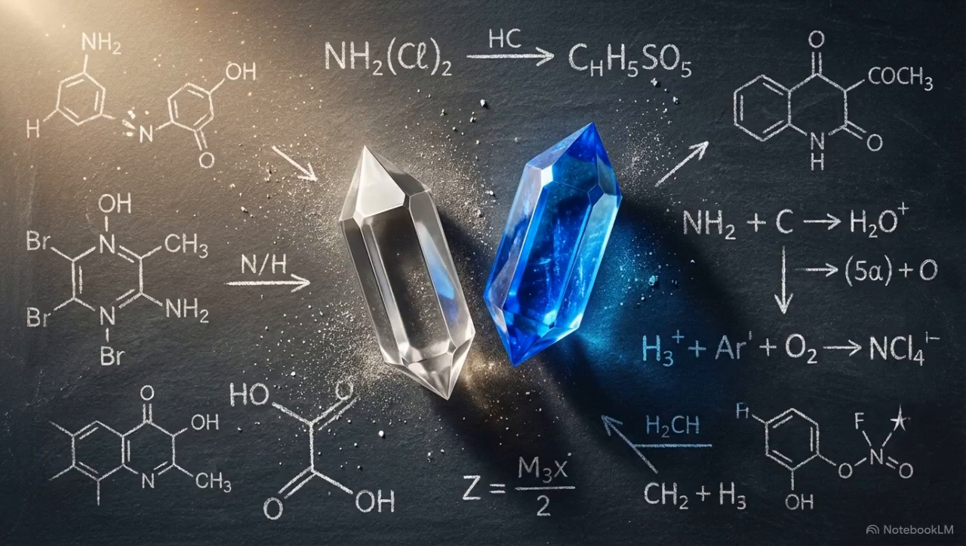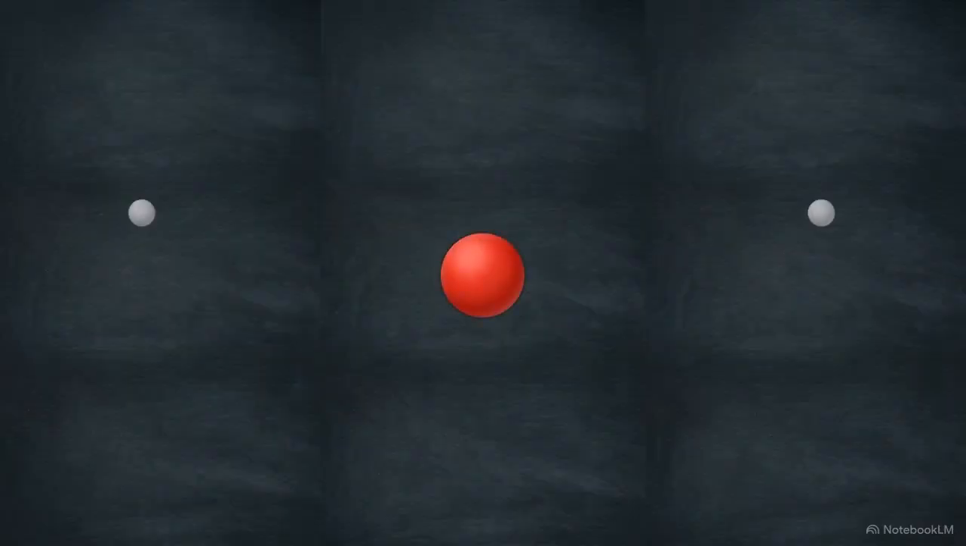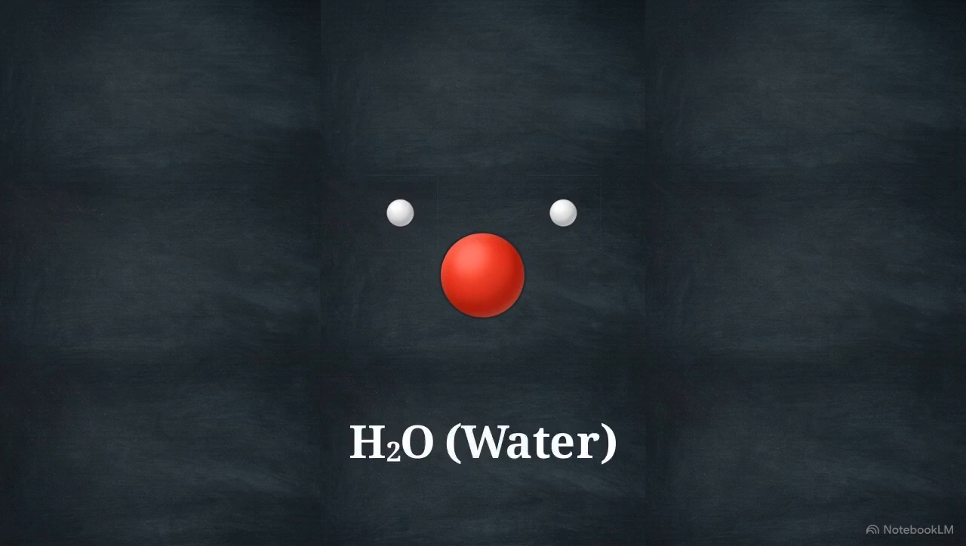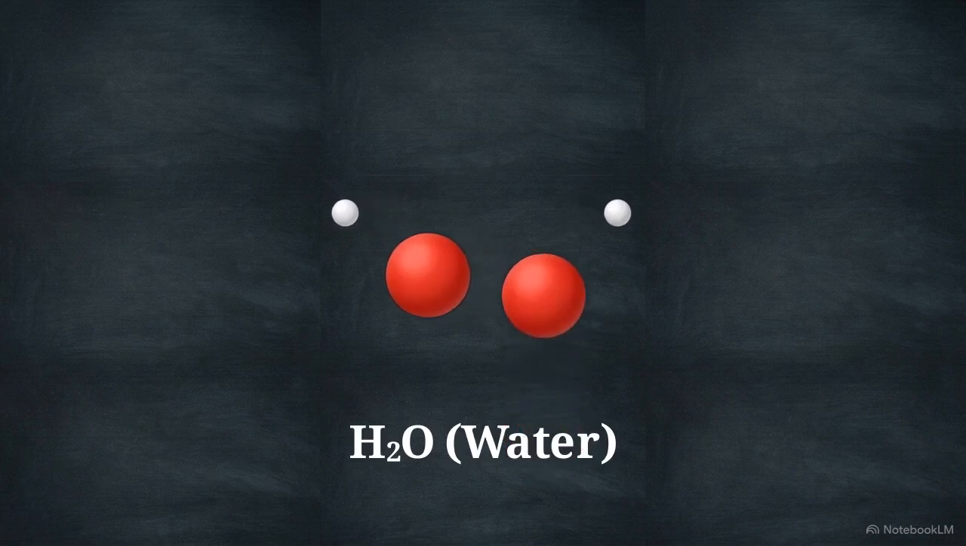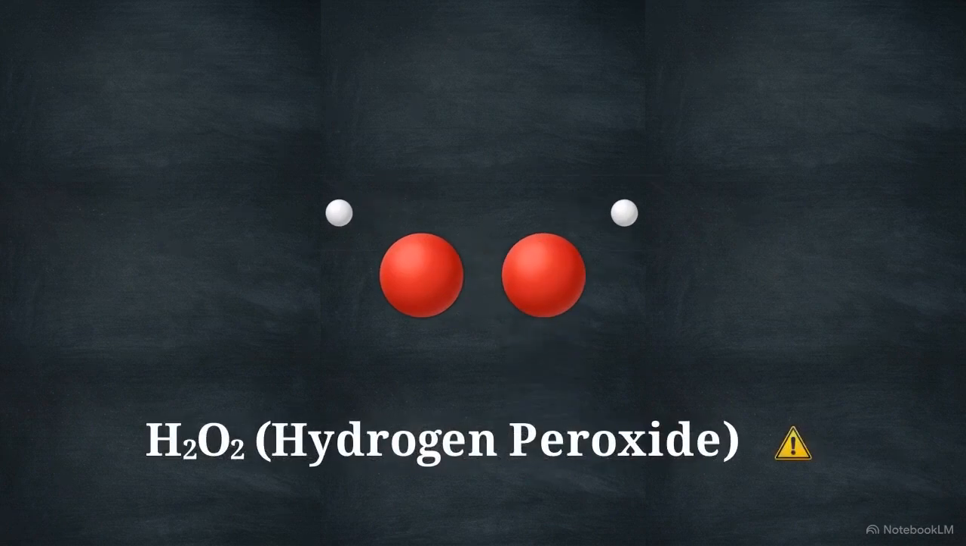When two or more different elements chemically bond together, they form a compound. Compounds are governed by strict ratios. In this model, exactly 2 hydrogen atoms lock onto 1 oxygen to make water. Altering that ratio by a single atom creates a different substance. Adding 1 more oxygen turns it into hydrogen peroxide, a chemical you shouldn't drink.